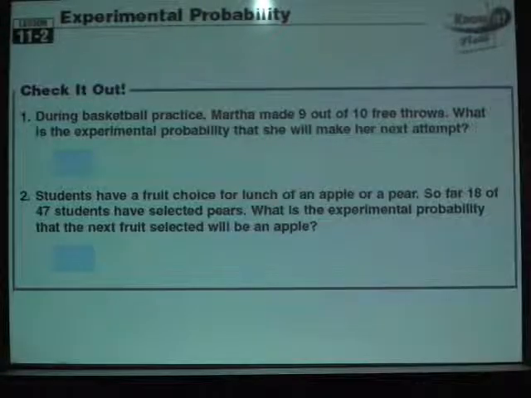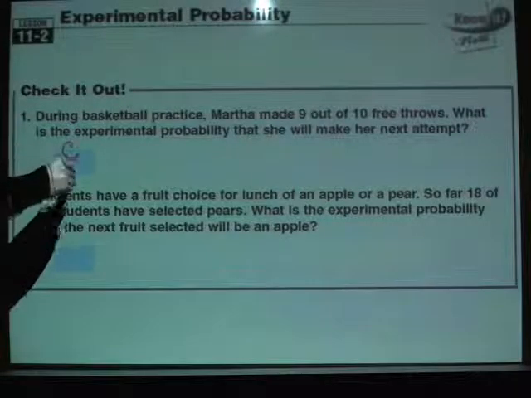All right, so during basketball practice, Martha made 9 out of 10 free throws. What is the probability that she will make her next free throw? Well, it says she's making 9 out of every 10. So the probability for making a free throw is 9 out of 10.